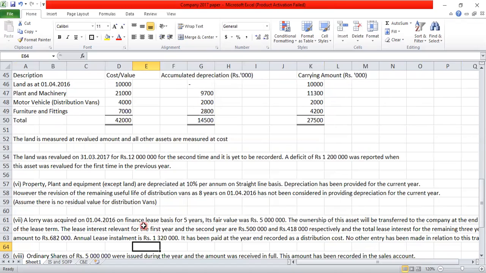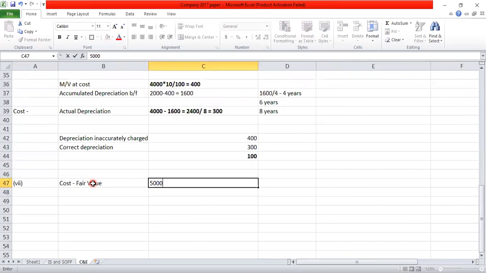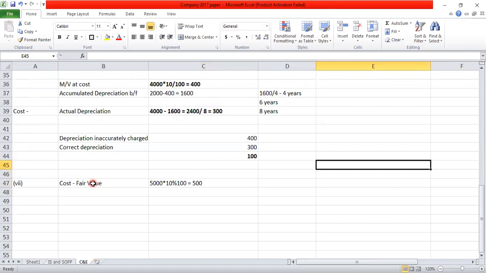So first of all, I need to understand this lease is 5 years and its fair value is 5 million. So I can do the basic part first. You all know the cost is the fair value. So how much is the fair value? 5,000. What is the depreciation I'm going to take? Whatever the asset, I need to find the depreciation. So it is 500. So I will take this 500 plus what is the motor vehicle? Motor vehicle at cost depreciation is 300.